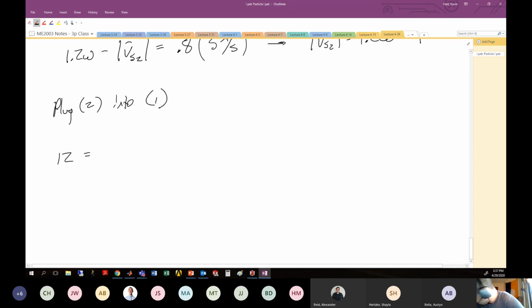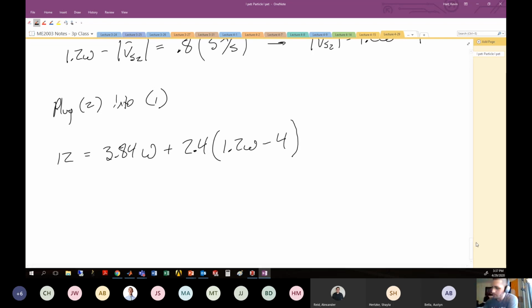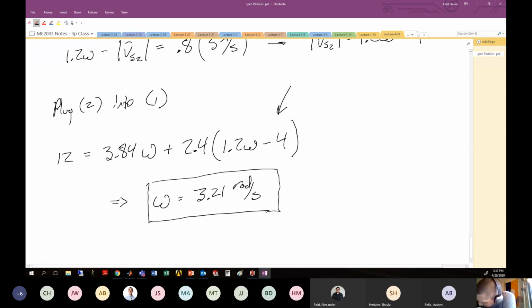12 is equal to 3.84 omega plus 2.4 times the velocity of the sphere, which we know is 1.2 omega minus 4. All right. So this is, again, plugging equation number 2 into equation number 1. Well, this is just algebra. We can find here that the angular velocity after working through this is going to be 3.21 radians per second. And we have discovered a positive value for angular velocity in this particular problem.